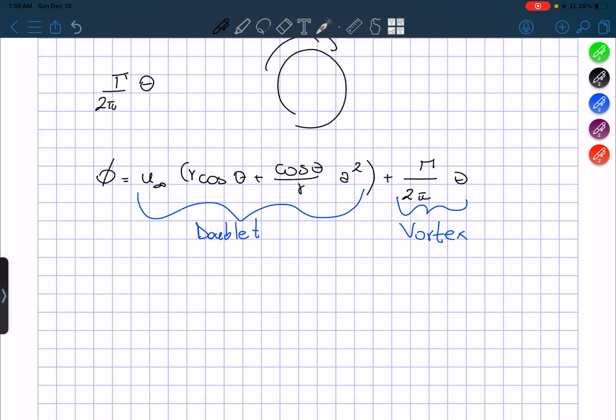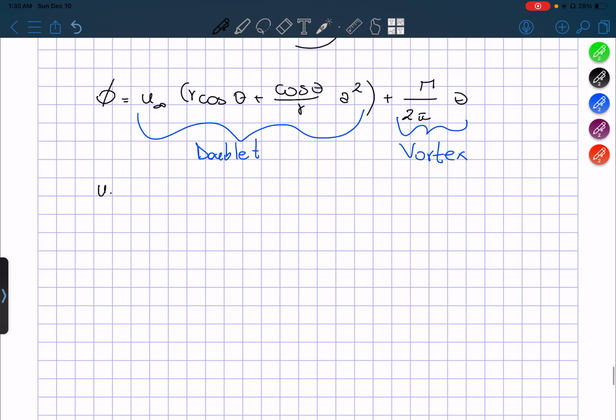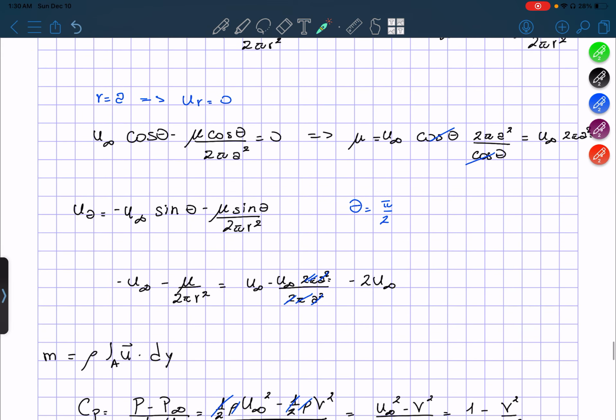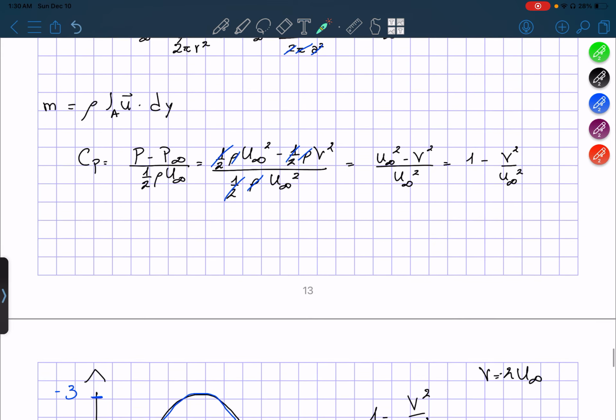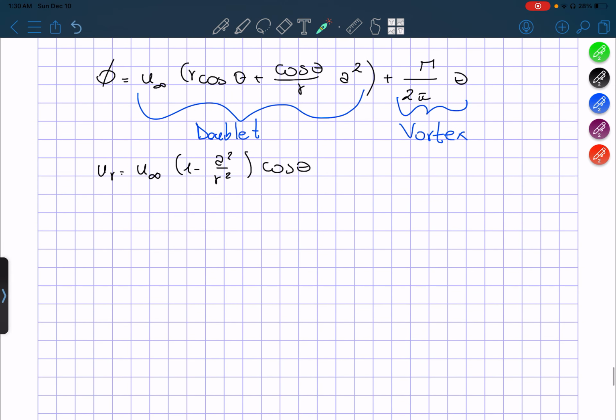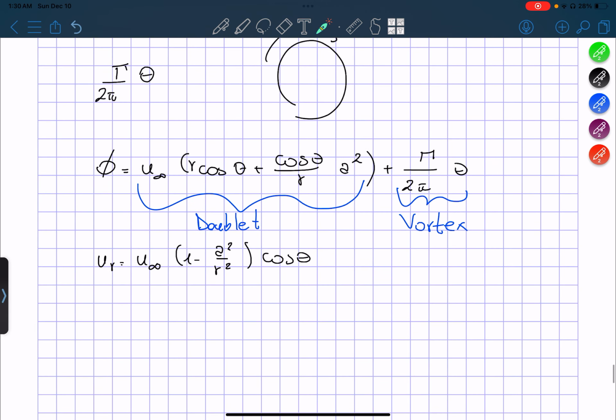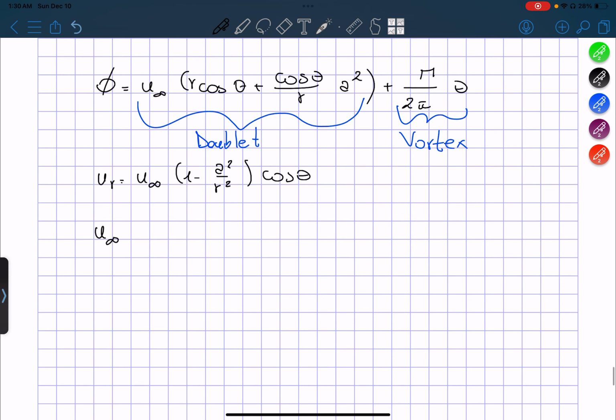Okay, well, from this we can derive the radial component, which is equal to u infinity times 1 minus a squared over r squared times cosine of theta. And as you can notice, this radial velocity is the same thing that we had. Actually, I probably didn't write it before, but it doesn't change whether we have a vortex or not, because of course the vortex does not have a radial velocity component. It only has a tangential component. So how does our tangential velocity change?